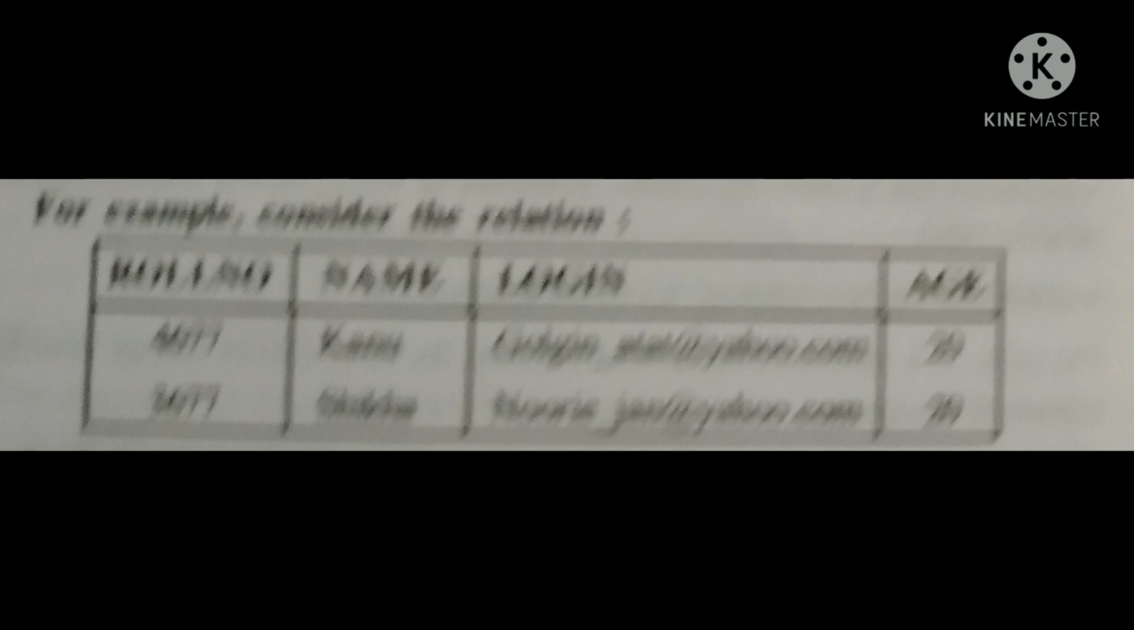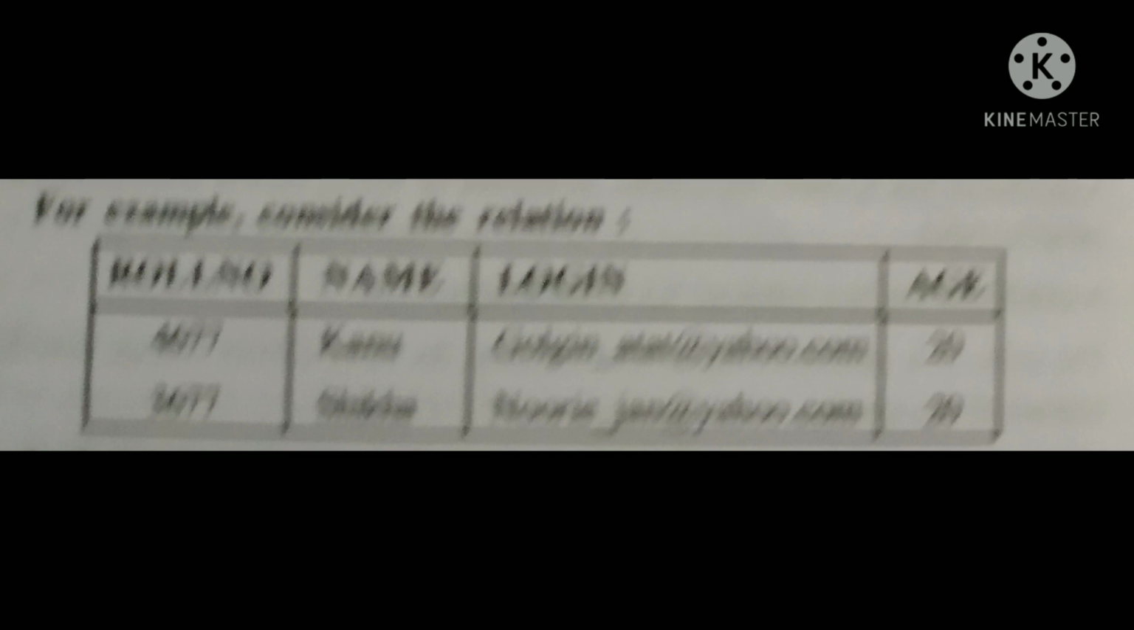The third one is characters. The fourth one is fixed length strings and variable length strings. These four are the domain constraints.